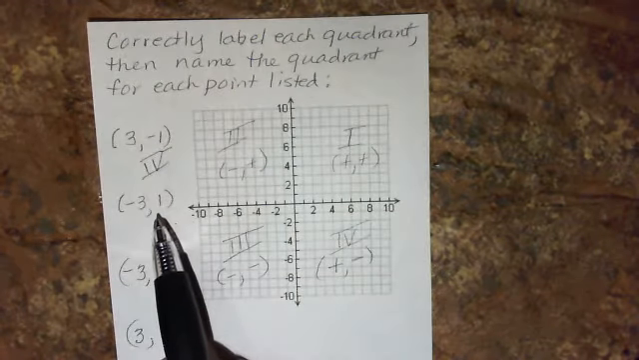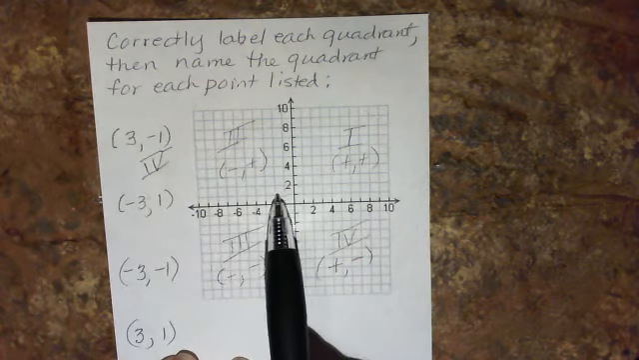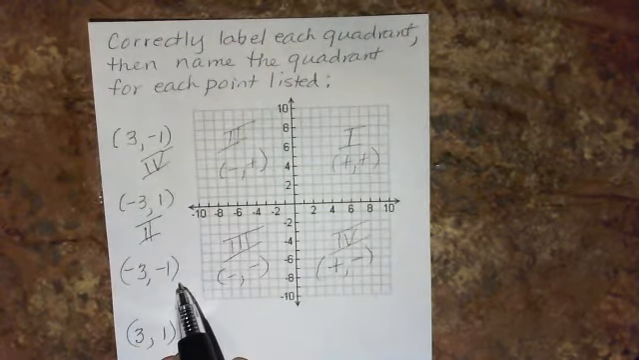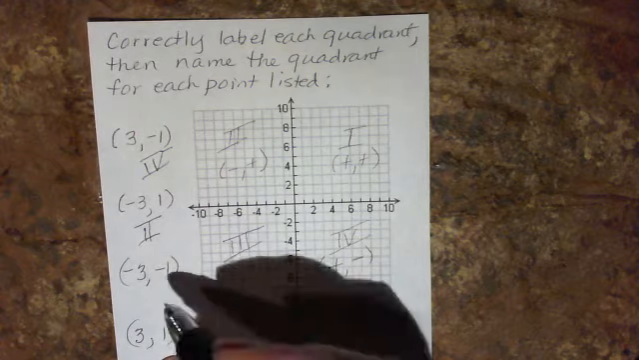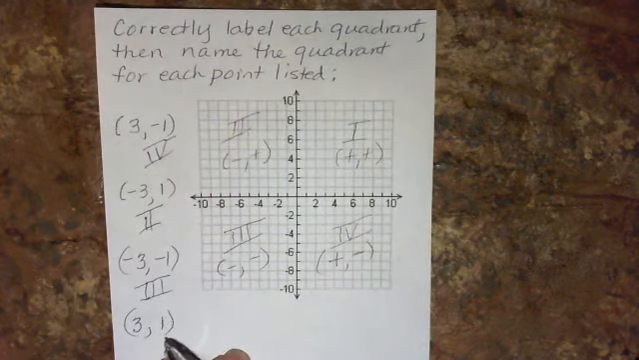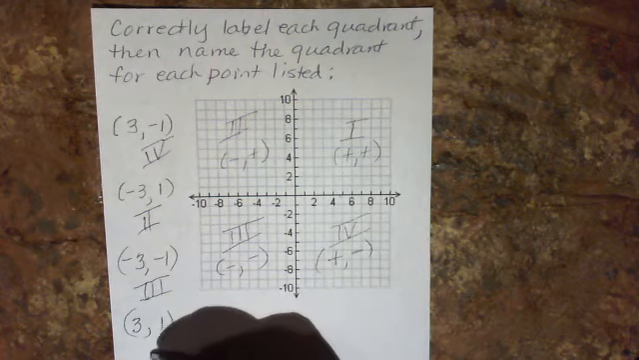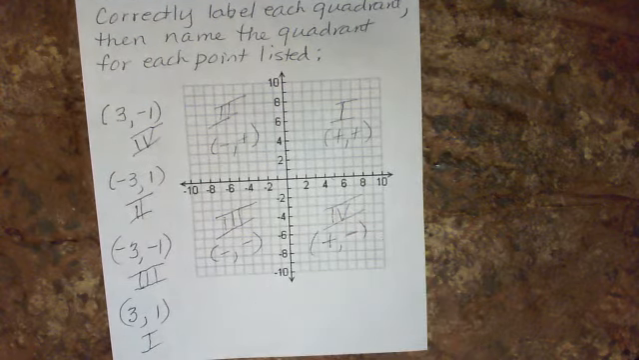What about negative 3, 1? Negative followed by positive is quadrant 2. Negative 3, 1, quadrant 2. What about negative 3, negative 1? That's both negative values. That's our quadrant 3. Negative, negative, quadrant 3. And then the point 3, 1, both positive values, we know that's quadrant 1. Positive, positive, quadrant 1. Okay, that's just a little exercise in naming the quadrants and then naming which quadrant certain points are found.